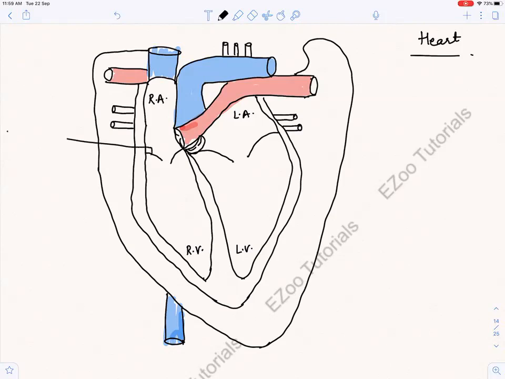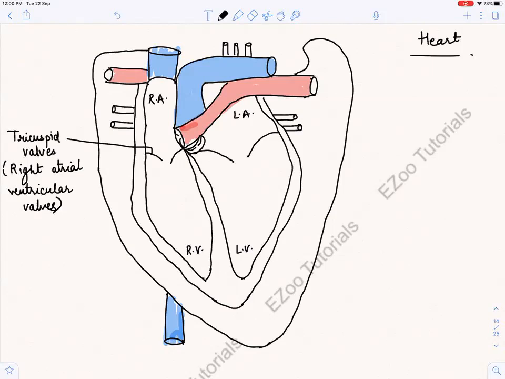These are the tricuspid valves. Don't worry, we'll study each and everything, right? These are the tricuspid valve. They're also known as right atrioventricular valves, because they're on the right side, connecting the atrium and ventricle. We'll see many other things in them.